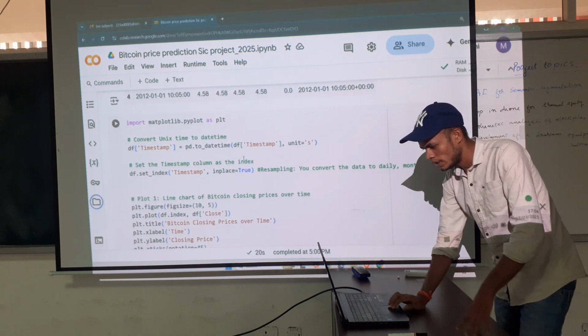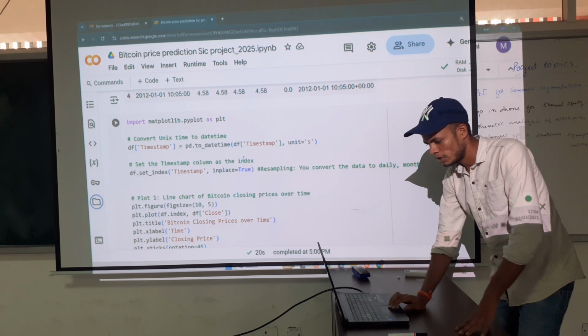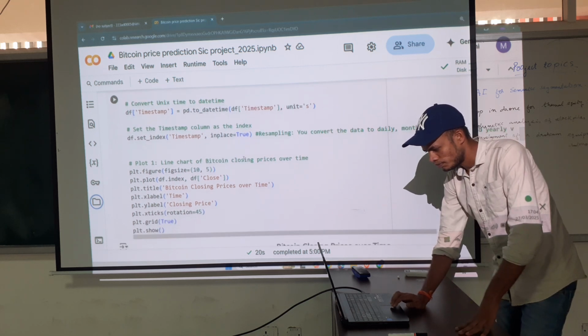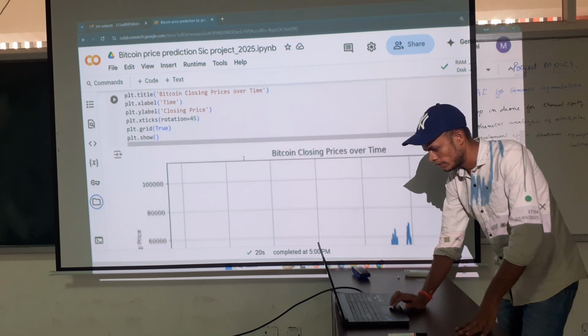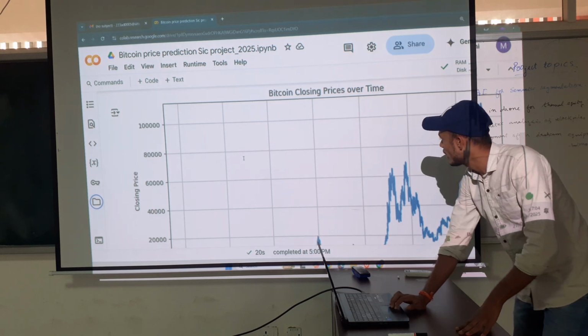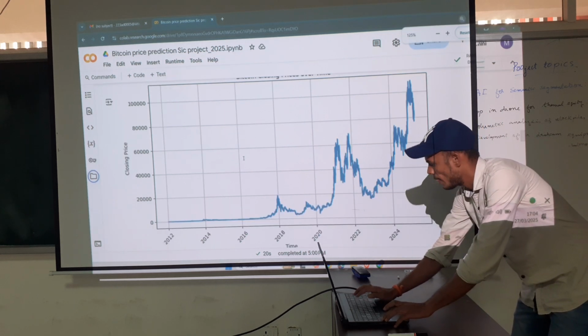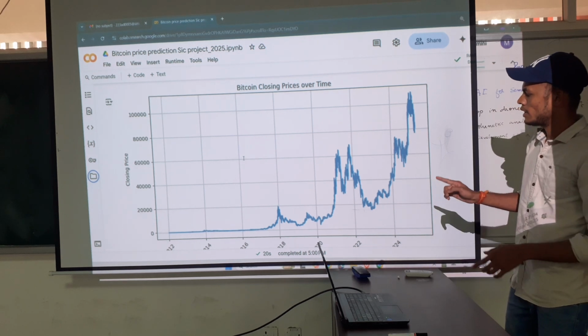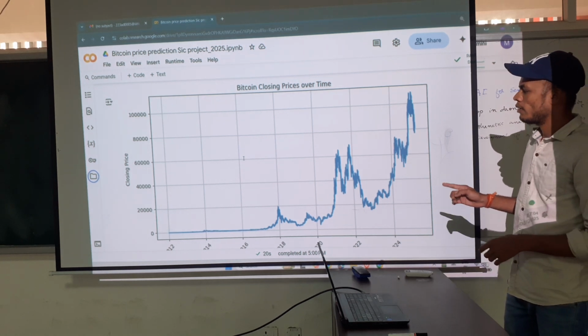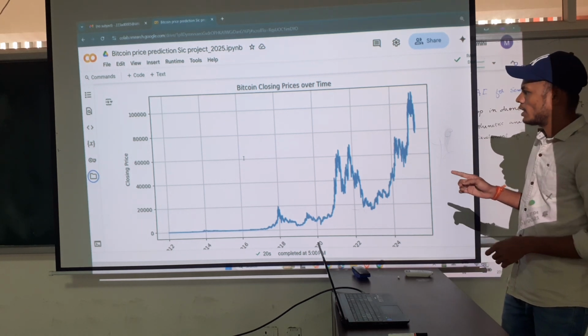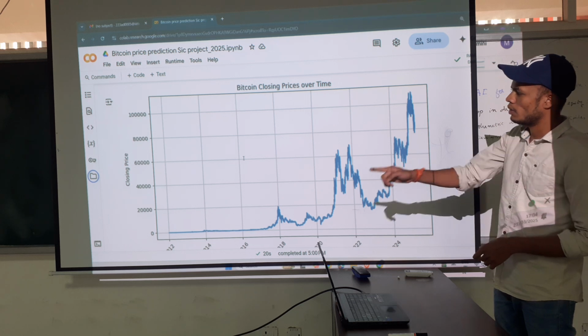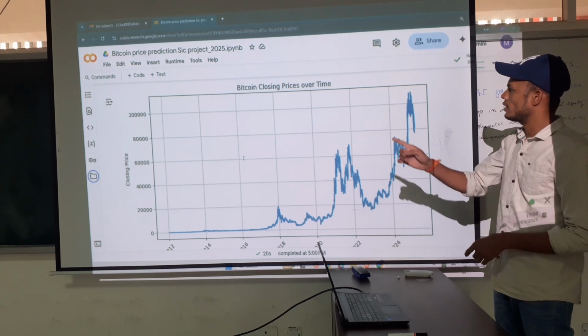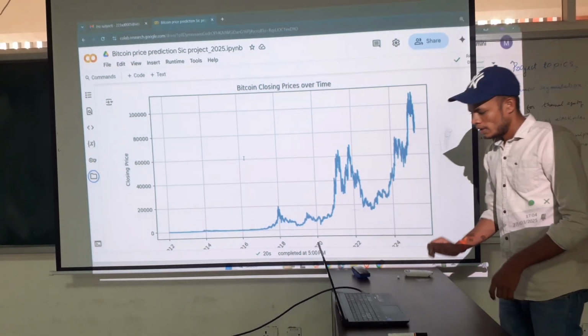This is the code for converting Unix to date time, and this is how the graph looks. The trend shows how the Bitcoin price evolves from time to time, and this shows the closing price over time.